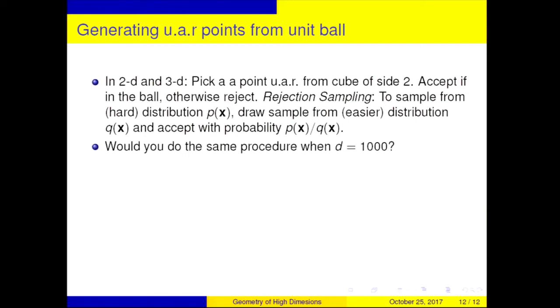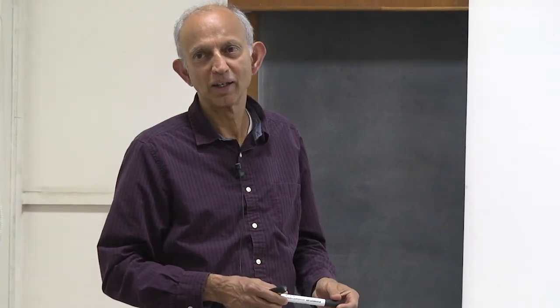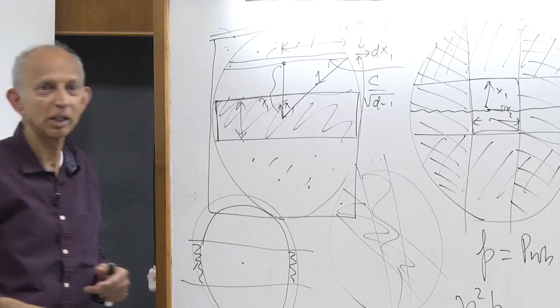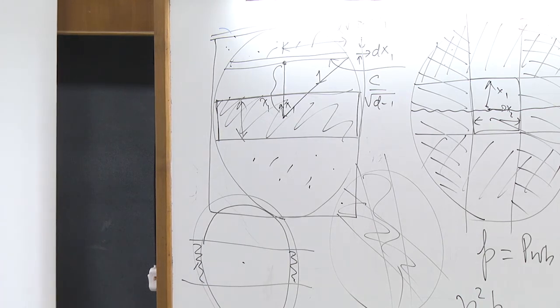Okay. Here is a profound question. Would you do the same procedure if I told you to pick a uniform random point from a 1,000-dimensional sphere? Would you do the same procedure in a 1,000-dimensional sphere? No. Why wouldn't you do it? Yes. The volume of the sphere is exponentially smaller, so you'll reject most of the time. The cube is so much bigger than the sphere that rejection would be very likely.